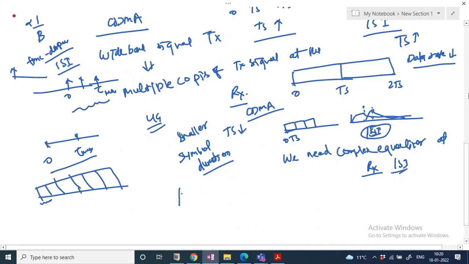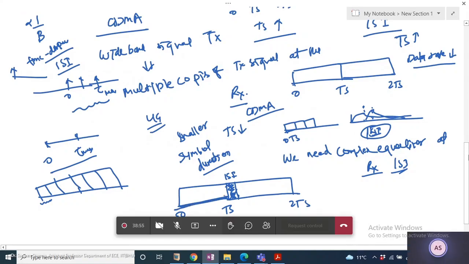If your data symbol is this much, like 0 to Ts and 2Ts, and only a small portion is intersymbol interference, where overlapping happens, you can see that the ISI duration is small compared to the total duration Ts. So maybe you can just discard this portion.